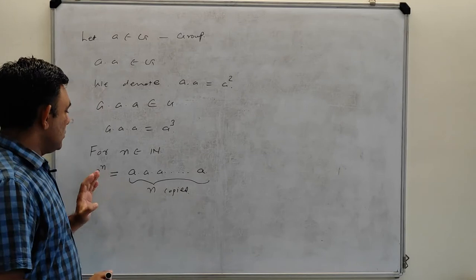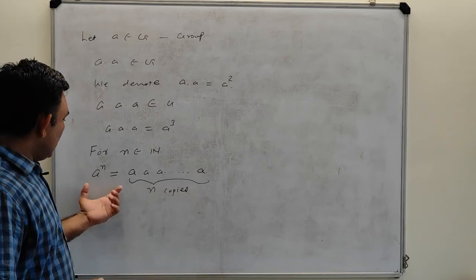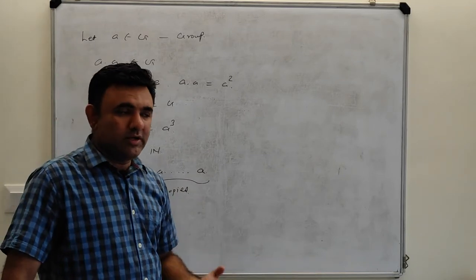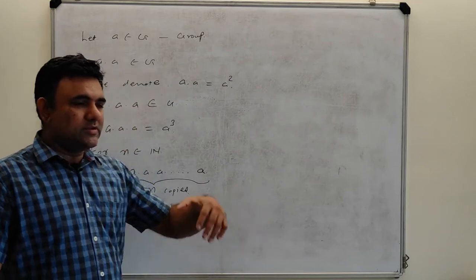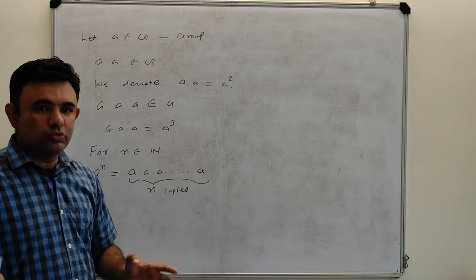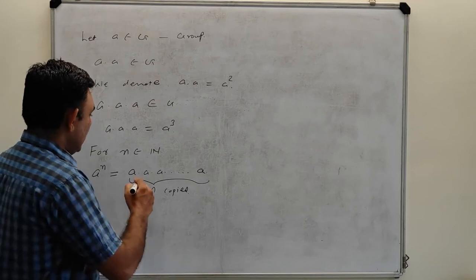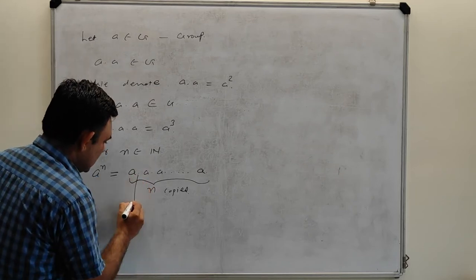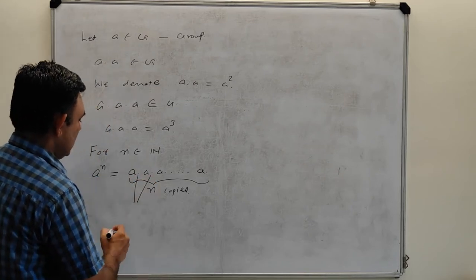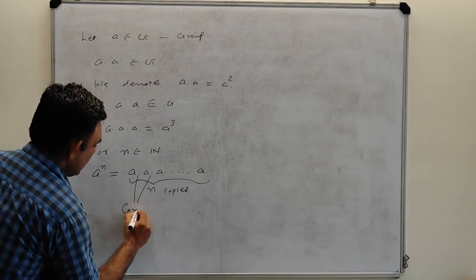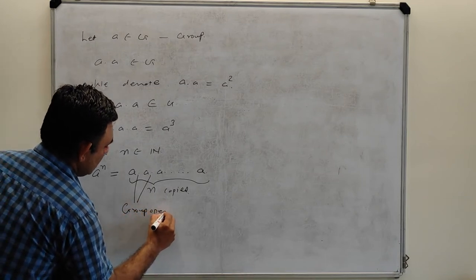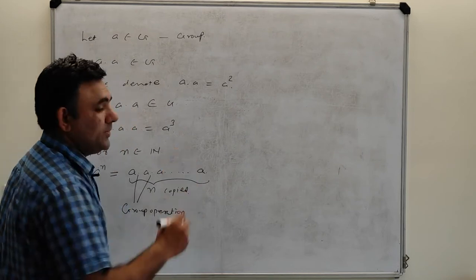So this is just notation, and we are familiar with it in the real number system, where 2 cube means 2 times 2 times 2, and the dot is multiplication. Here, what is this dot? It is the group operation.